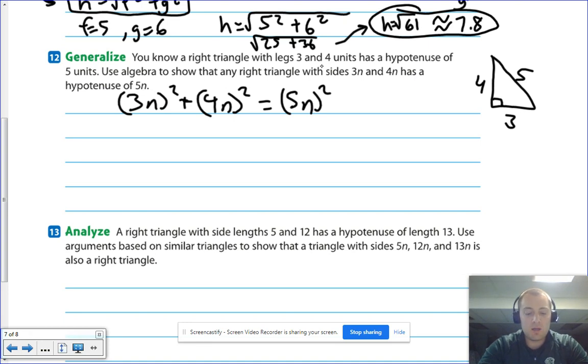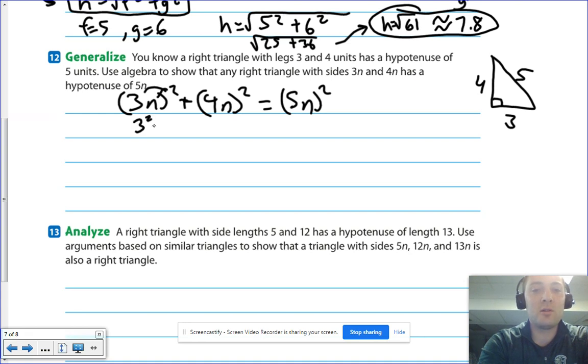Okay. So if I were to take, we're going to have to think back to, this is earlier in the year we did squares, exponents. If it's on the outside of the parentheses, it's got to go to both of the things. So that would become 3 squared and n squared, which would actually be 9n squared. This one we'll do the same thing. So you get 4 squared n squared. 4 squared is 16.